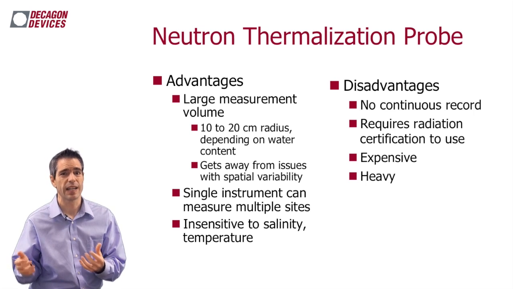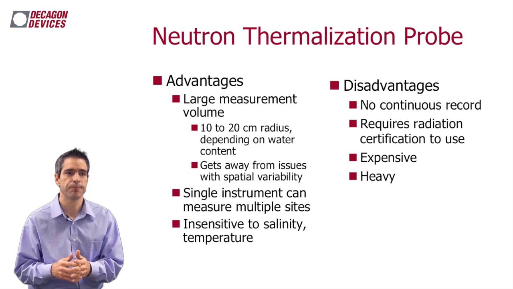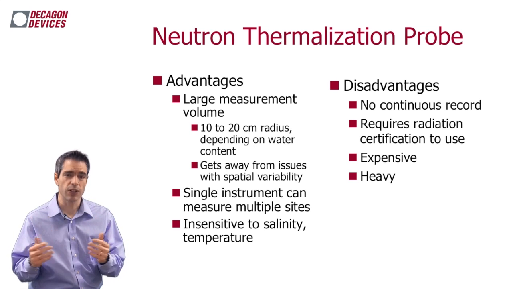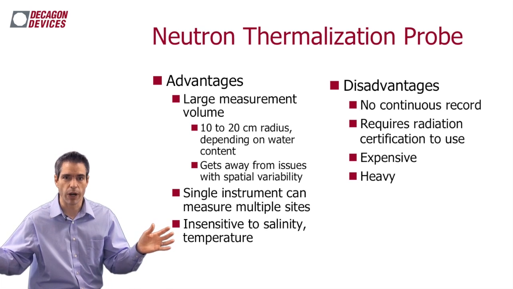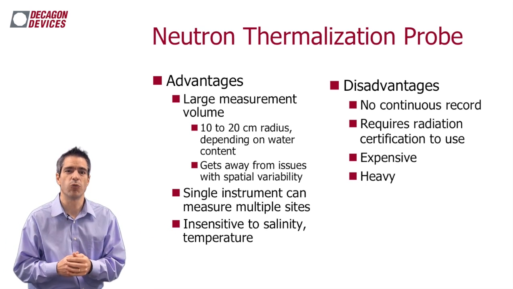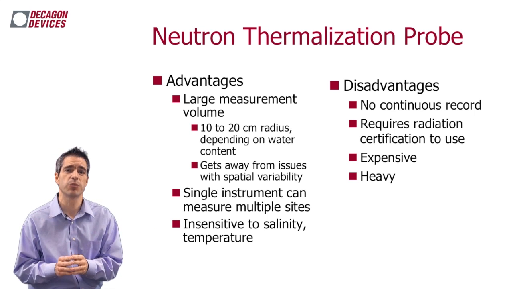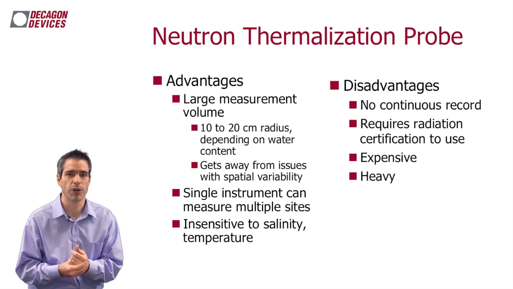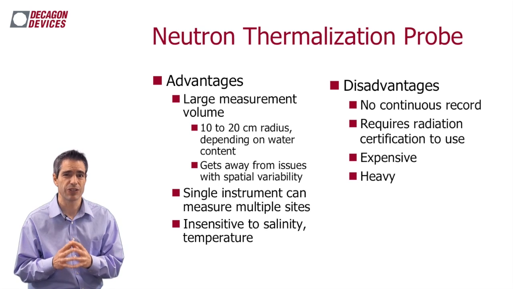One of the nice things about that is that it gets away from some of the problems with spatial variability that we might see in some of the other measurements that we'll talk about. Now, a single instrument can also measure lots of sites across a field or even wherever you want to take it. So if you buy one neutron probe, it can work for anywhere. And different from a couple of the other measurements we'll talk about today, salinity and temperature are not an issue for the neutron probe. Now, going on the disadvantage side, there are considerable disadvantages to this technique, which is why a lot of these other measurements have come along.